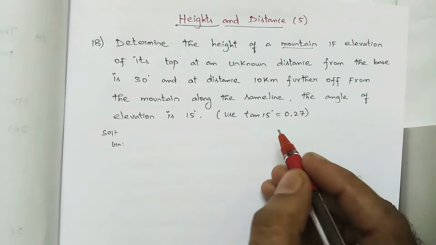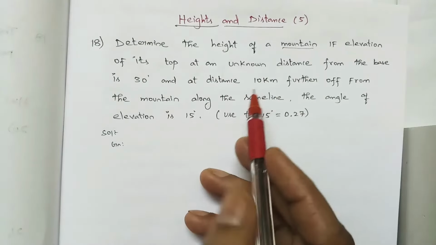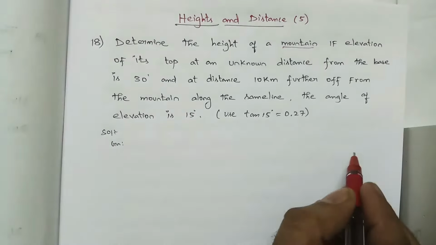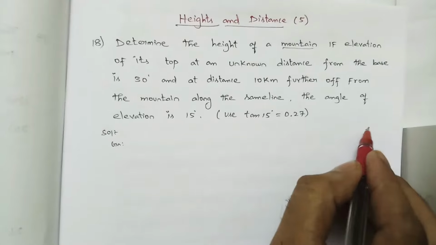Okay, first we will draw the diagram. They are talking about a mountain and 2 points at an unknown distance from the base of the mountain. First I am drawing that mountain, a vertical mountain.